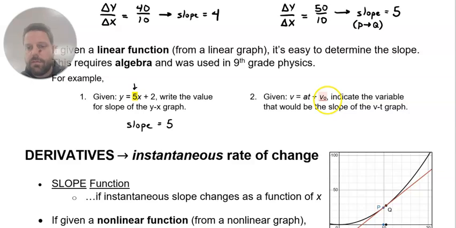If we're given a symbolic function like this one, where this is v as a function of time, velocity as a function of time that we did in ninth grade physics, then we can identify that the letter that represents the slope would be the letter A in this, and that stands for acceleration, if you recall.